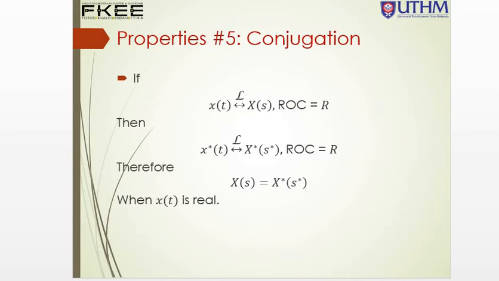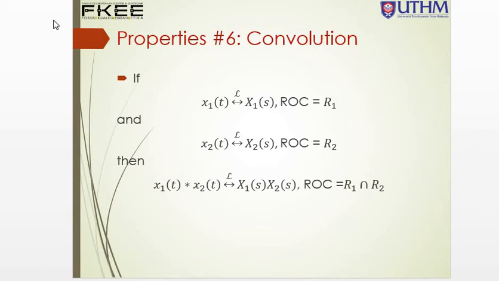Property number 6 is the convolution. What is meant by convolution? You still remember? The previous chapter also talked about convolution. You convolve in the time domain, but you multiply in the s domain. Let's say you have x1 and x2 in the time domain. So x1 convolved with x2 becomes X1(s) times X2(s) in the s domain.